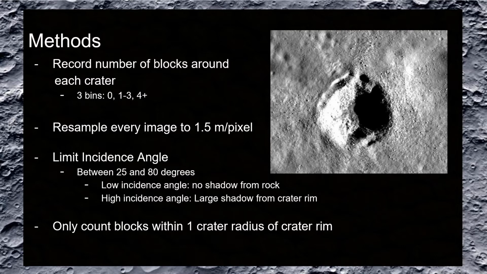Lastly, we only counted blocks within 1 crater radius of the crater rim. We did this to ensure that the blocks we counted were likely excavated by the impact, rather than counting a possible stray block on the surface from a different impact. These constraints represent a balance between maximizing the number of cold spot craters we're able to include and minimizing the difference in block detectability between the images.